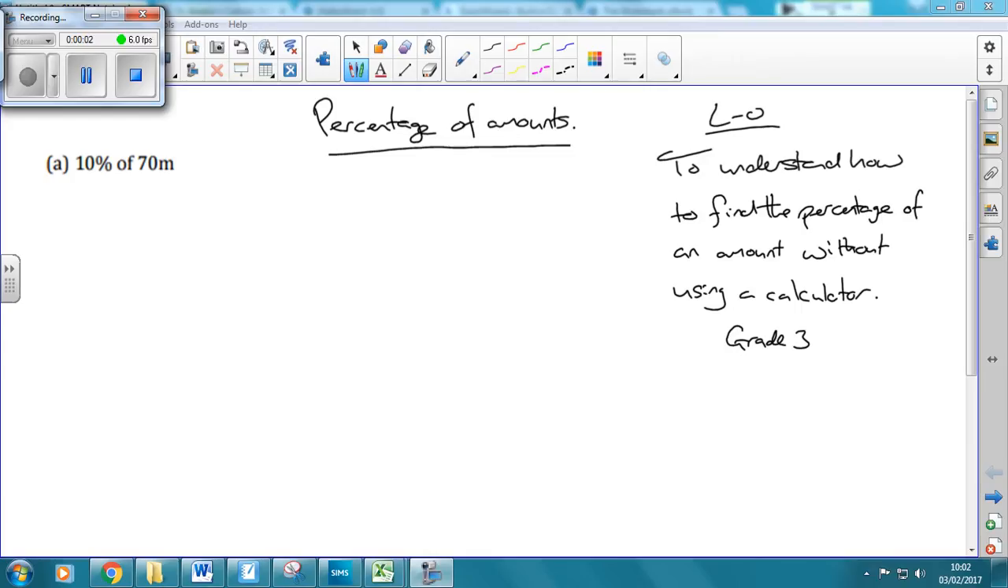Okay, this is the Year 9 and Year 10 lesson on how to find the percentage of an amount without using a calculator. So what I need you to do, please, is to write down the title, which is percentage of amounts, to write down the learning objective, which is to understand how to find the percentage of an amount without using a calculator, and you also need to note down that it's grade 3 work.